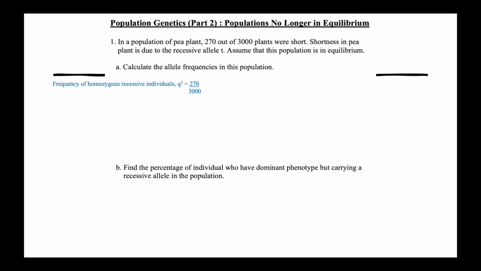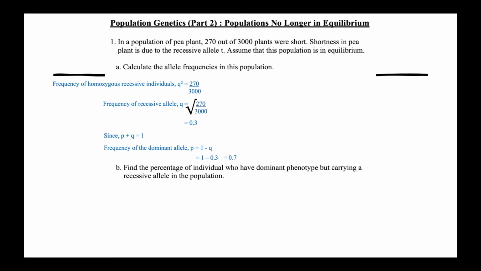From here, you can find the value of frequency of recessive allele, q, simply by finding the square root of q square, giving you the value of 0.3. Since p plus q is equal to 1, so therefore the frequency of the dominant allele, p, is equal to 1 minus q, 1 minus 0.3, giving you the final answer of 0.7.